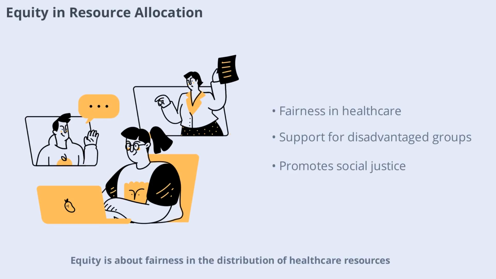Equity is about fairness in the distribution of healthcare resources. It means ensuring that everyone has access to the care they need, regardless of their background or income. Sometimes achieving equity requires allocating more resources to disadvantaged groups. For example, rural areas may need extra support to provide the same level of care as urban centers. Equity is a key goal in health economics, as it promotes social justice and improves overall health outcomes.